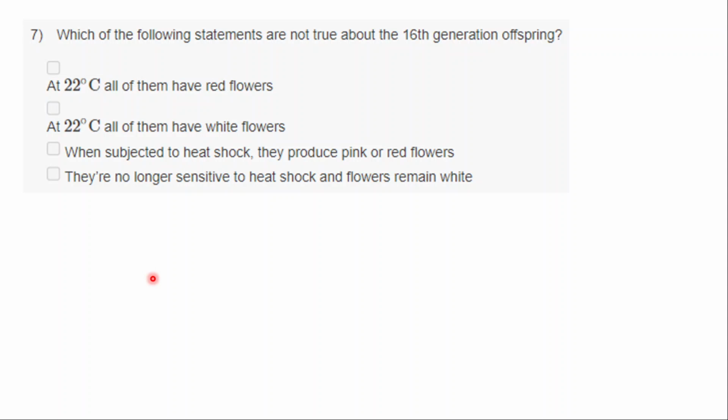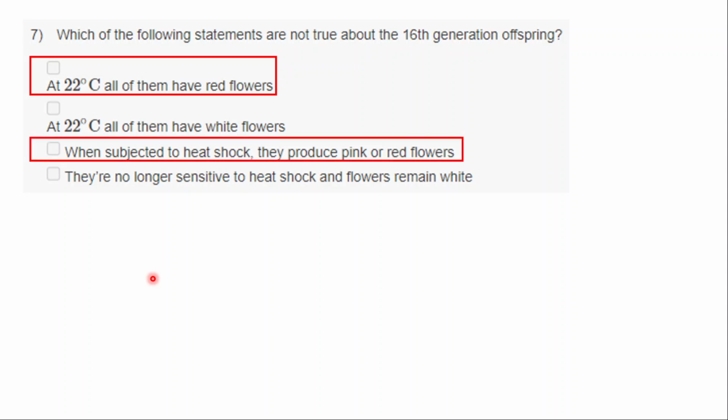Since you guys have already encountered it, you answered it very quickly. Very good. So the correct answer, let me reveal them for all other students. Option 1, at 22 degrees Celsius, all of them have red flowers. This is not a true statement. And option 3, when subjected to heat shock, they produce pink or red flowers. So Sakshi and Ajay both are really correct.